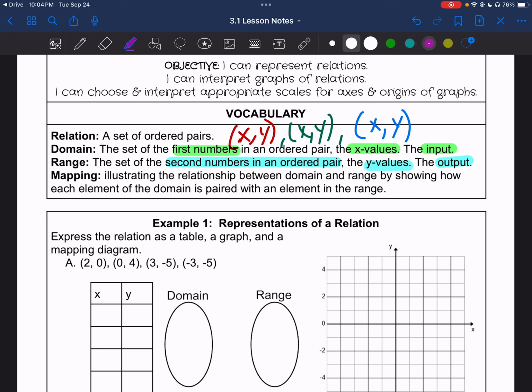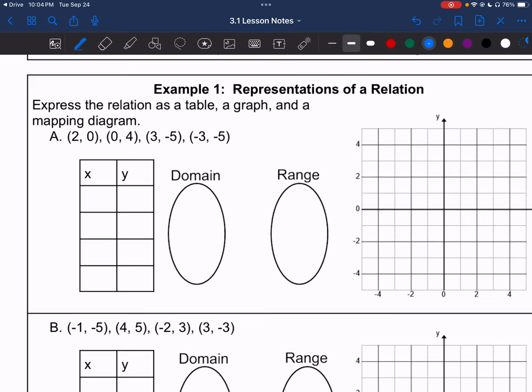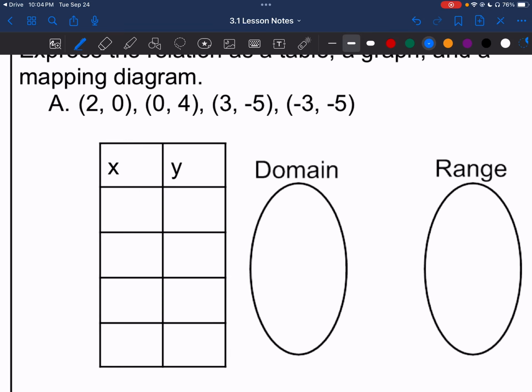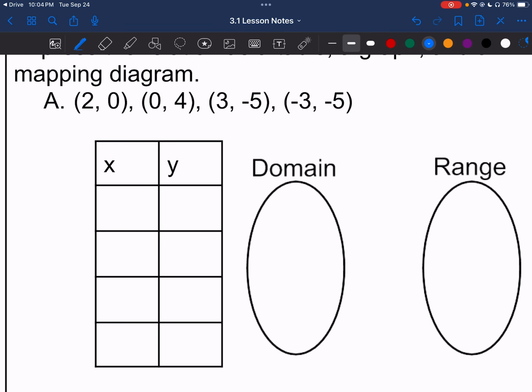And mapping. This is illustrating the relationship between the domain and range by showing how each element of the domain is paired with an element of the range. So let's just get started with example 1, and we're going to focus in on our ordered pairs.